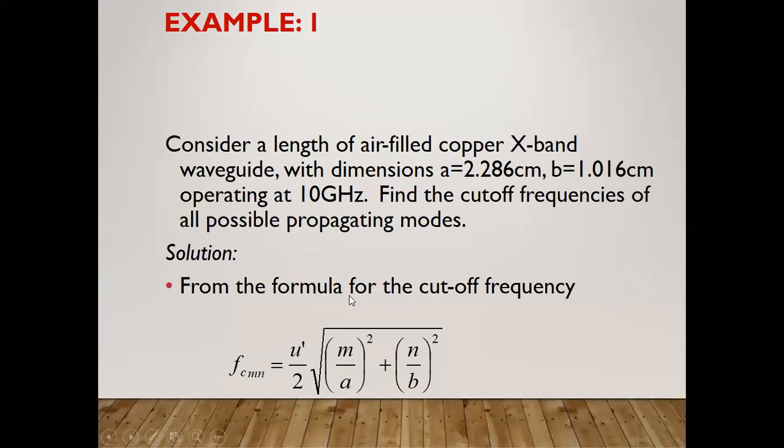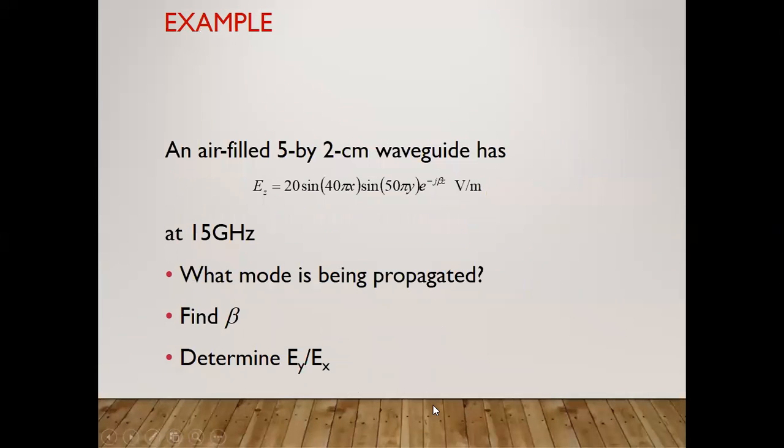If you have the values, it is nothing but the velocity of propagation divided by 2, root of (m by a) whole square plus (n by b) whole square. You can substitute because it is air-filled. The 5 by 2 centimeter waveguide has this expression of Ez: 20 sin 40 pi x sin 50 pi y e raised to the power minus j beta x volt per meter. So here the 20 will be either the E0 or the H0, at a particular frequency, nothing but 15 gigahertz.